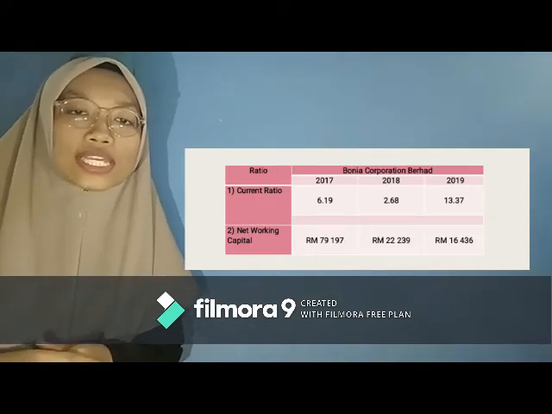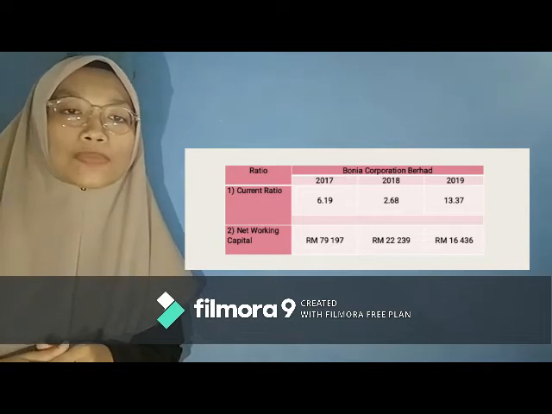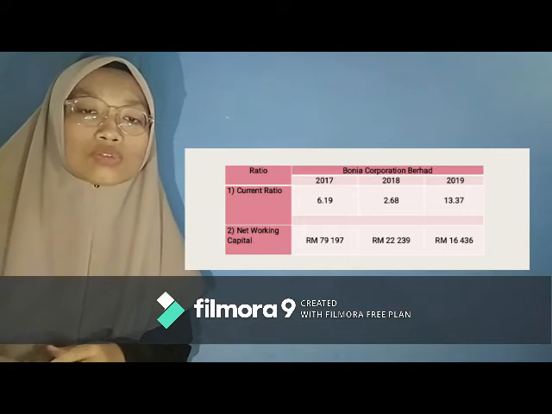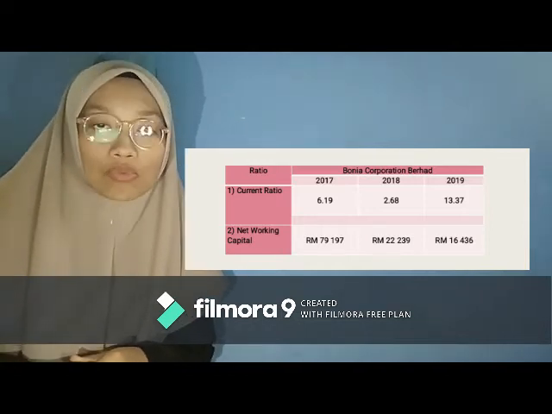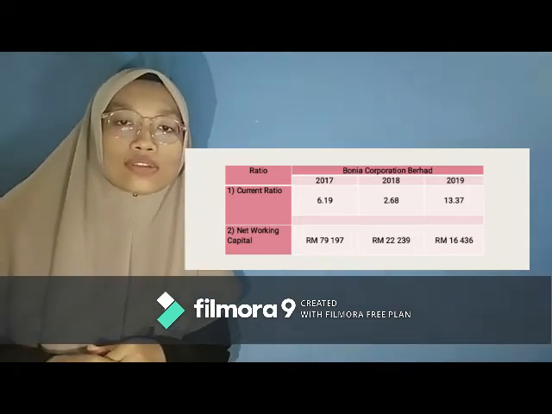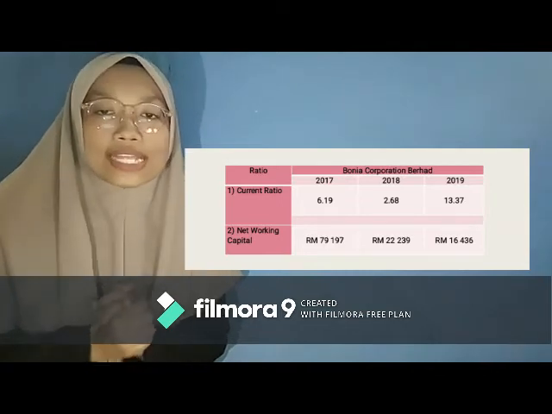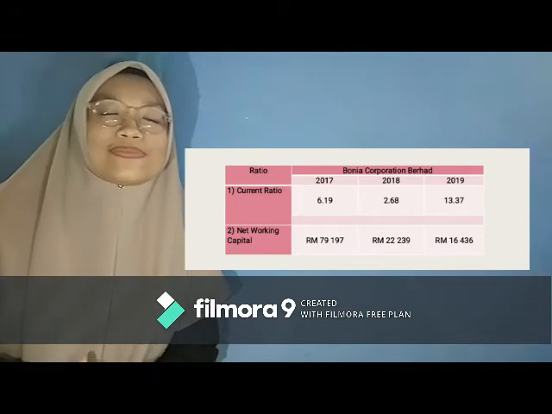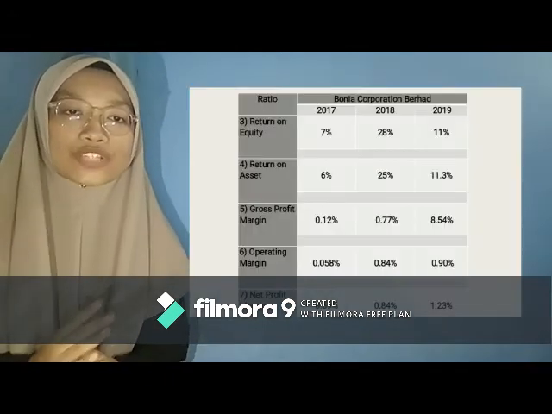And then is net working capital, where the higher ratio shows the ability to pay its short-term obligations without relying on inventories. In 2017, it is the best for Padini in terms of net working capital with 79,197 ringgit compared to 2018 and 2019 with 22,239 ringgit and 16,460 ringgit respectively.